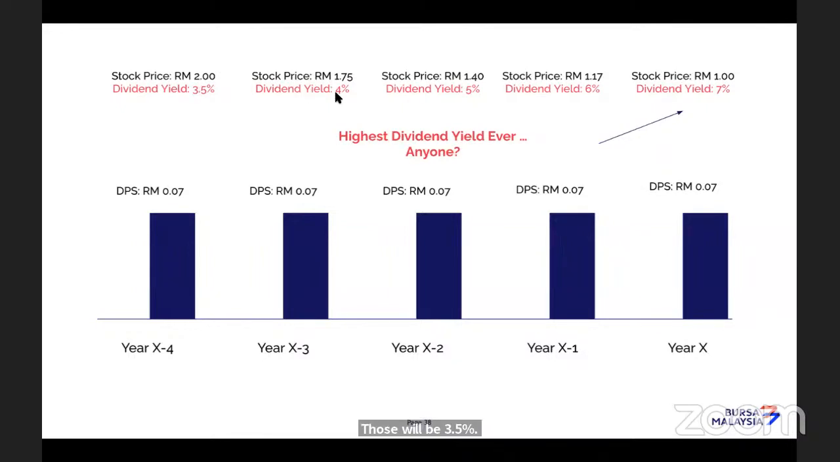If you buy the stock 3 years ago, the stock price was $1.75. So your dividend yield will be 4%. 2 years before, the stock price was at $1.40. So the dividend yield will be 5%. So after so long, it has continued to drop. Right now, this is the lowest price you can get for the same stock that has been paying consistent dividends for the past 5 years at 7 cents per share.